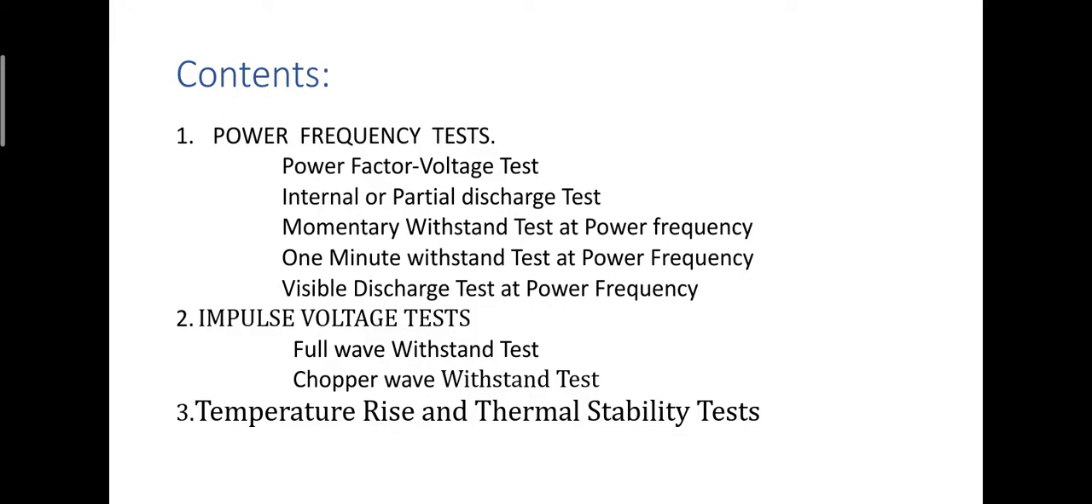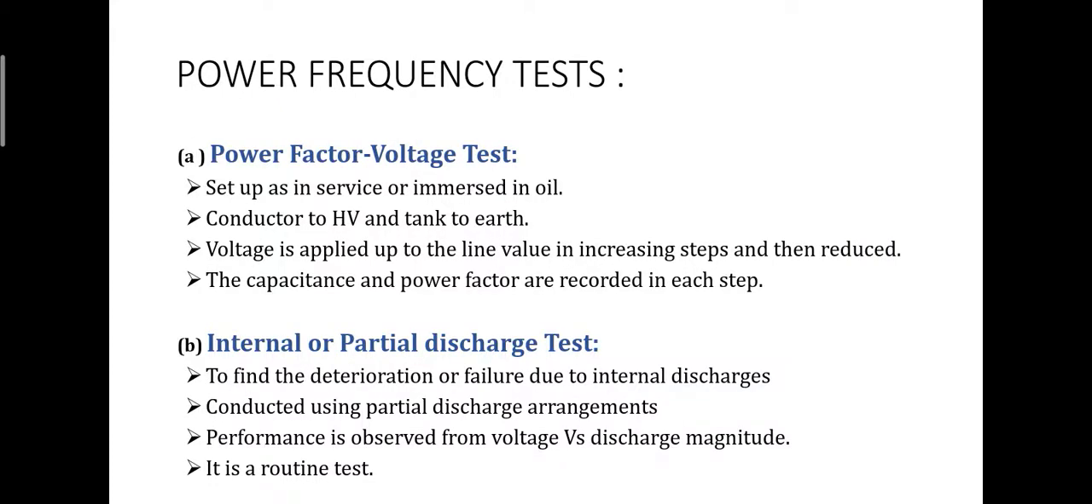Now we see the power frequency test. The power frequency test is mainly set up as in service or immersed in oil. In this test, when the bushing is set up, the line conductor goes to high voltage, and the last voltage goes to the detector side of the Schering bridge. Voltage is applied to the line conductor in increasing steps and then reduced. Then the tan delta versus applied voltage is drawn.